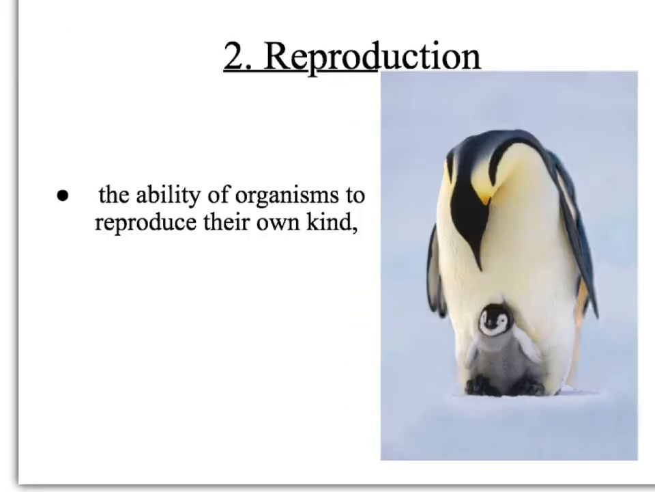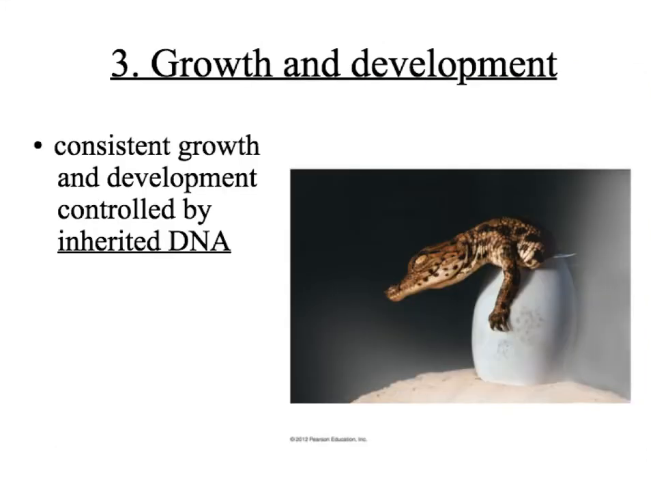The second characteristic of a living organism is its ability to reproduce. So all living organisms need to be able to reproduce their own kind. The third characteristic of life is growth and development. So we have consistent growth and development, which is controlled by inherited DNA. So we can see this little alligator coming out of the egg, and we know it will grow over time to be a big alligator and develop into a mature alligator, which then will be able to successfully complete the second characteristic of life, which is to be able to reproduce.